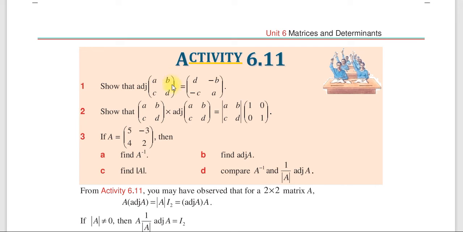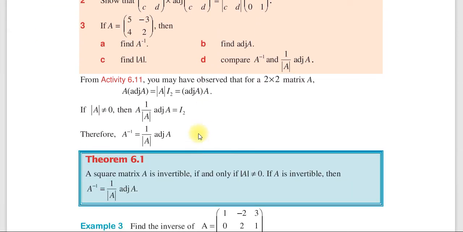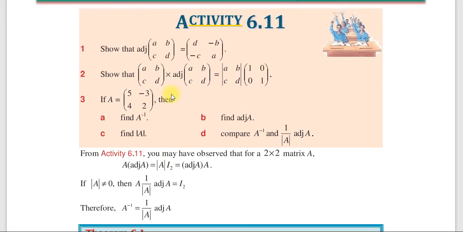It says: show that the adjoint of [a b; c d] is [d -b; -c a]. Also show that [a b; c d] times its adjoint equals the determinant of [a b; c d] times the identity matrix. There are other things here too. From the activity we understand that A times adjoint of A is the determinant of A times the identity matrix.